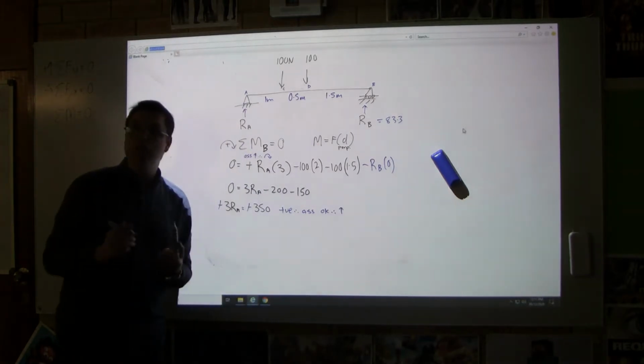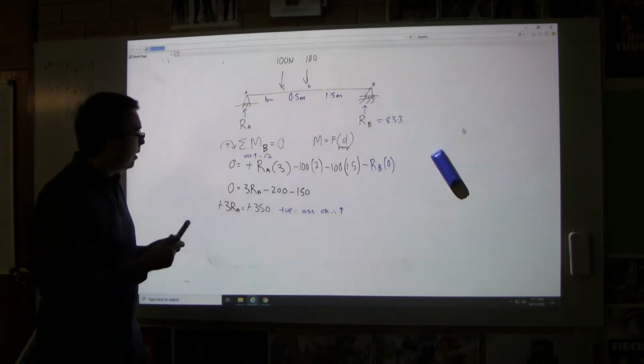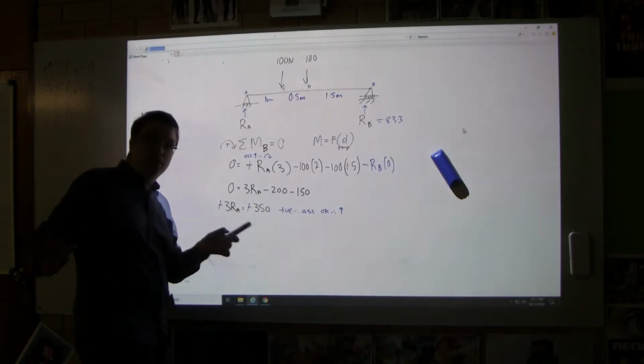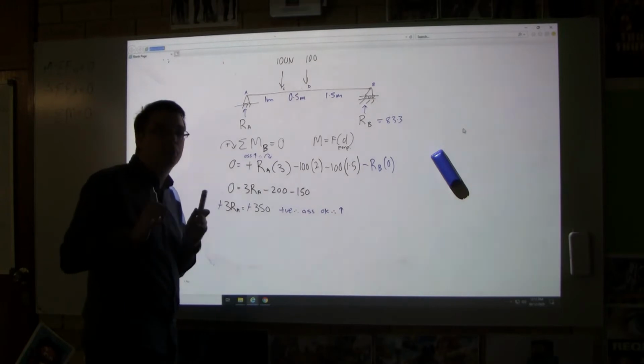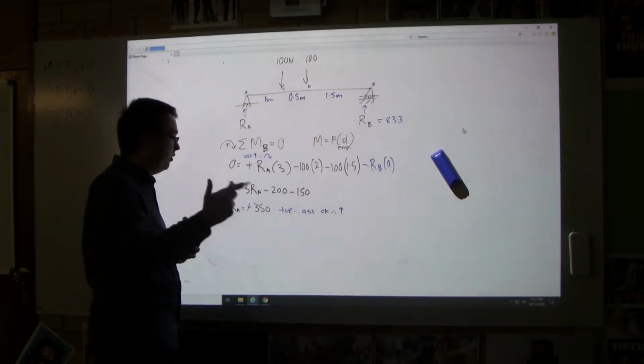There's going to be times where we get negative answers, and that's just going to mean our assumption was wrong. Yeah? Okay. It's fine if the assumption is wrong. Often we're going to deliberately know that our assumption is going to be wrong when we get started, but we're going to do it that way for consistency and for procedure.